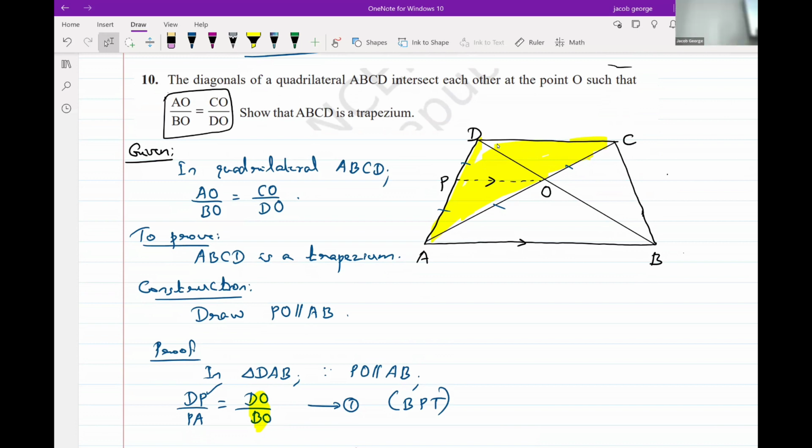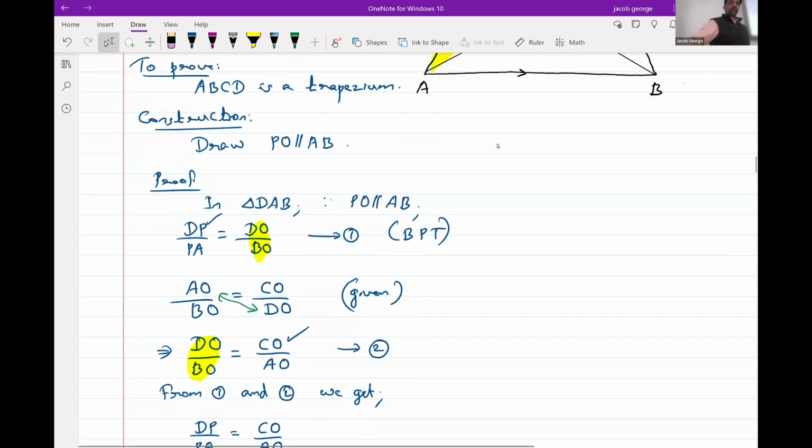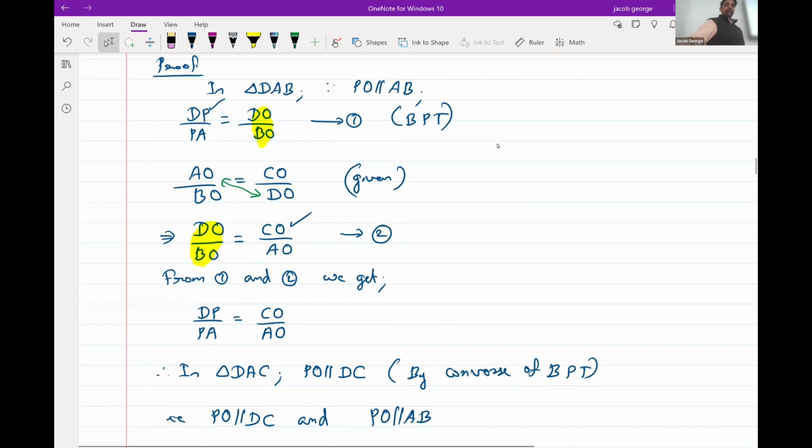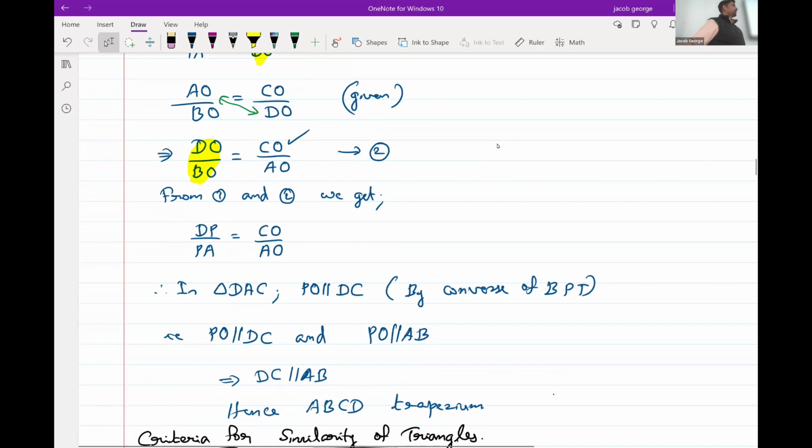PO is parallel to DC. Already we have taken by construction, PO is parallel to AB. Now we are getting PO is parallel to DC. So which will conclude that AB and DC are parallel. That is, one pair of opposite sides are parallel, or ABCD is a trapezium. Is it clear? Do you want to copy this one, or is it clear? It is clear. Okay. So this is the first part, BPT and its questions.